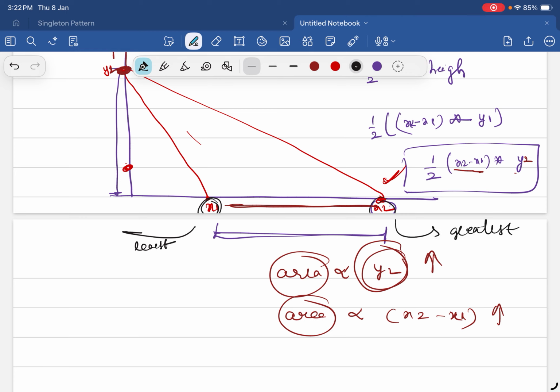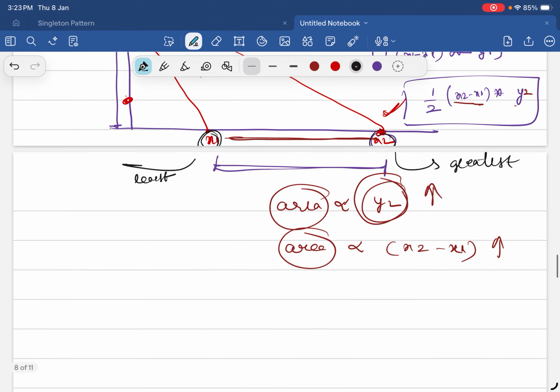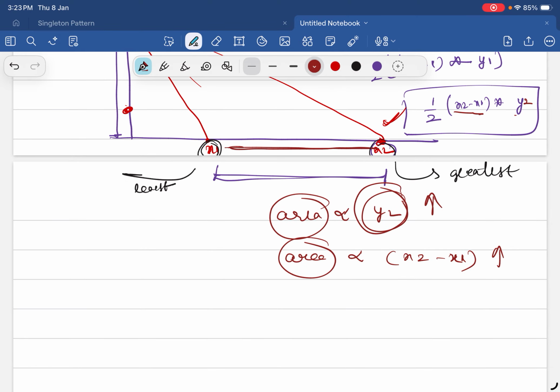Now, if I'm choosing the least x1 and the greatest x2, then to the left of x1 there will be no red point. In a similar way, to the right of x2 there will be no red point.